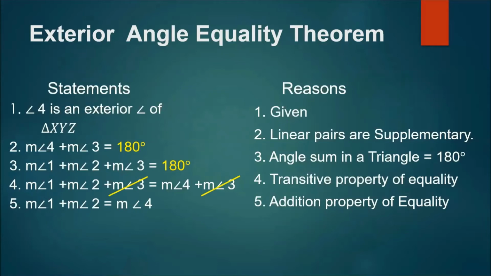Then for number 5, we subtract the measure of angle 3 from both sides of the equation in number 4. And so the result is the measure of angle 1 plus the measure of angle 2 is equal to the measure of angle 4, by the subtraction property of equality. Therefore, we have shown that the sum of the two remote interior angles is equal to the measure of an exterior angle.